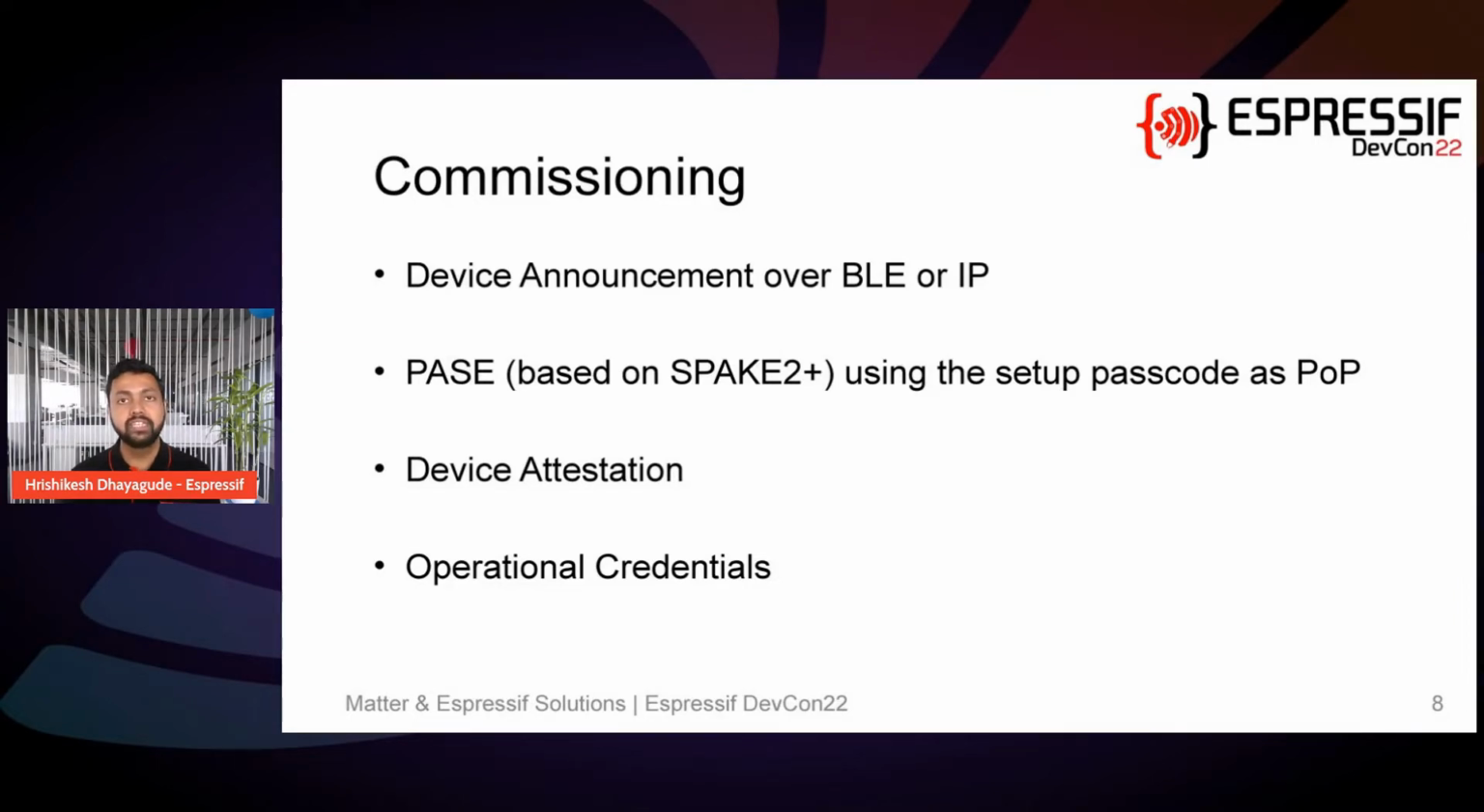Once the device attestation is complete, the next step is operational credentials. Operational credential involves the commissioner installing an operational certificate onto the device. This operational certificate has an entity called node ID that defines uniqueness of a device in the Matter network. All the Matter devices that share the same root of trust are a part of the same Matter fabric.